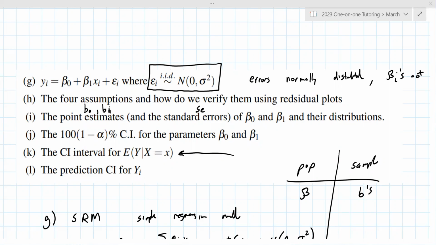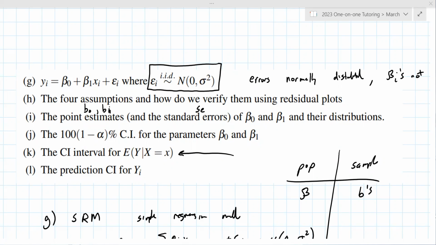So they have both confidence and prediction intervals for these. Okay, I'm trying to find one here. This I'm confused about. Maybe I didn't go to that class.